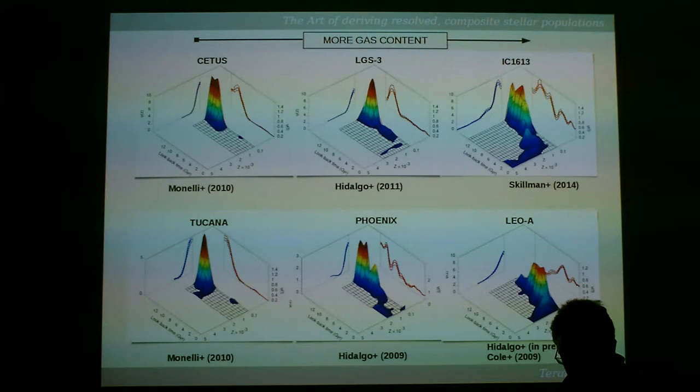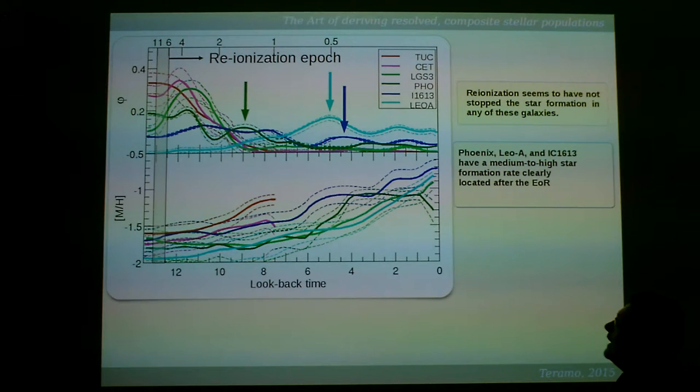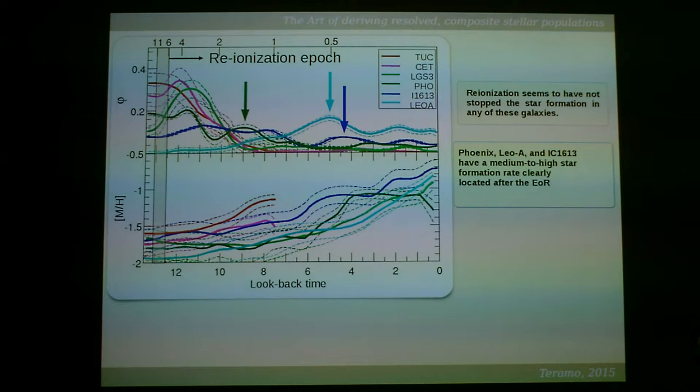So let's put all the star formation histories together, like in here. This is the star formation history as a function of time, this is young, and the age metallicity relation, the metallicity as a function of time. I have plotted here a shaded region that shows the reionization epoch. What we see is that the reionization seems to have not stopped the star formation in any of the galaxies, because the star formation is clearly after the epoch of reionization. It's not a clear quenching in some way.